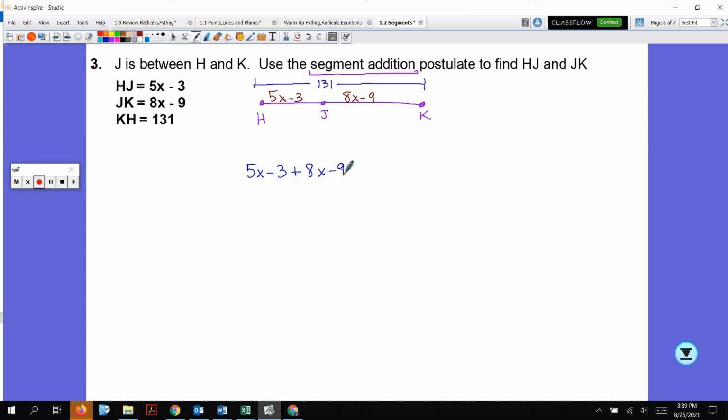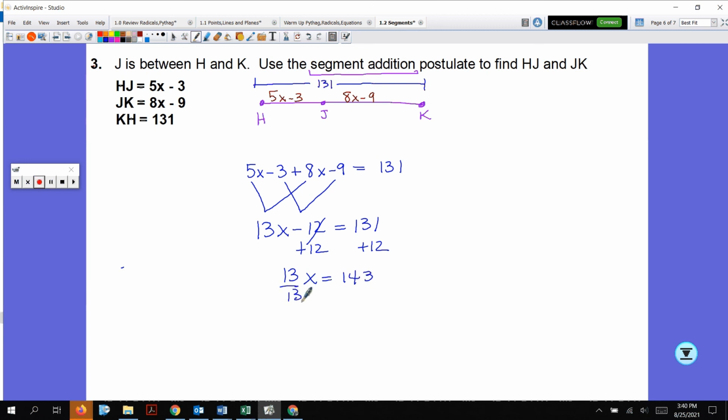Be careful about those minus signs. I don't want you to lose those, okay? Once we write the equation down, we just combine like terms. 5x and 8x are like terms. 5 plus 8 is 13. Then I have negative 3 and negative 9. Negative 3 minus 9 is negative 12, equals 131. I'm going to add 12 to both sides, and 13x is equal to 143. Divide by 13, and I get x is equal to 11.